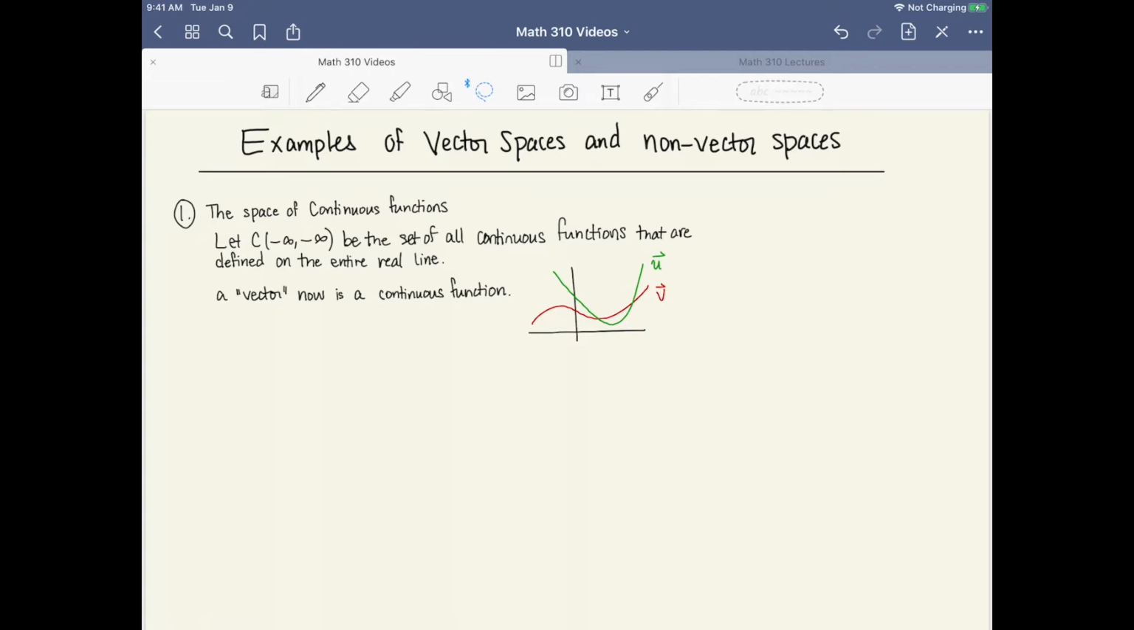So let C(-∞, +∞) be the set of all continuous functions that are defined on the entire real line. In this vector space, a vector is now a continuous function. And so what I've pictured here are two vectors in this space, vector u and vector v.